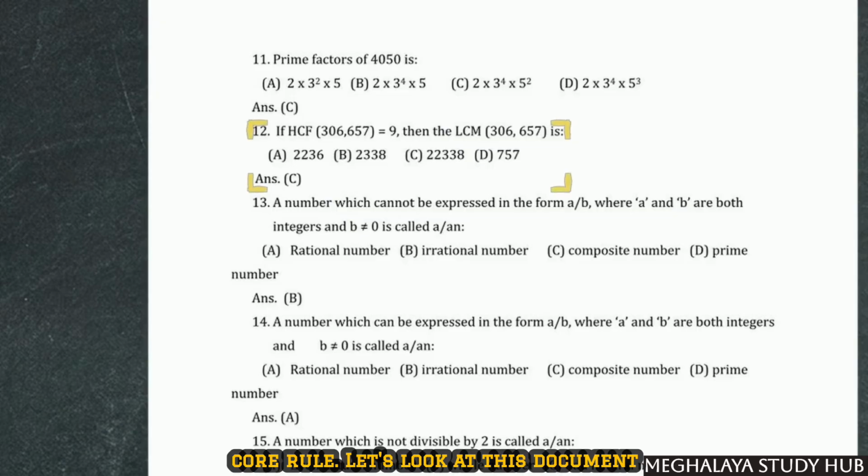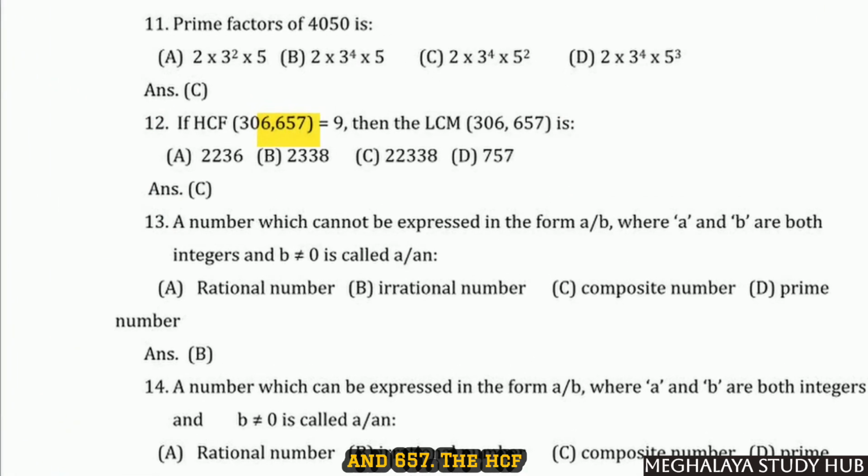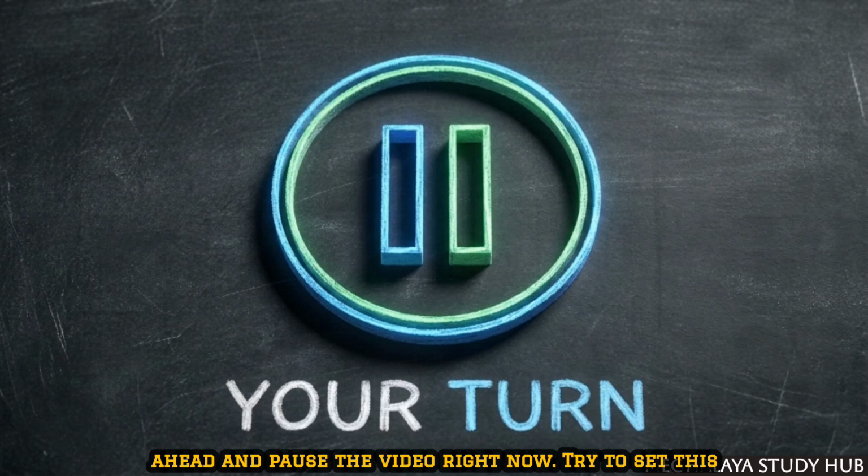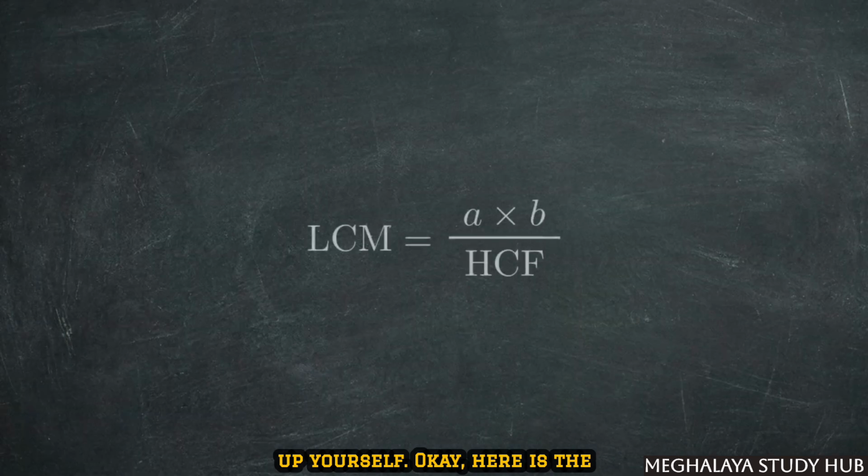Let's look at this document, specifically question 12 right here. We've got much larger numbers this time, 306 and 657. The HCF is 9 and we need to find the LCM. Go ahead and pause the video right now. Try to set this up yourself. Okay, here is the setup.